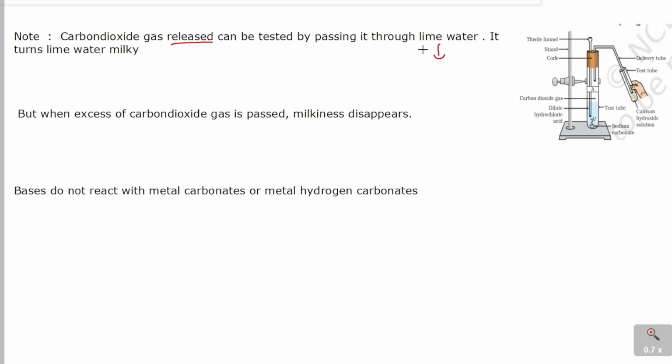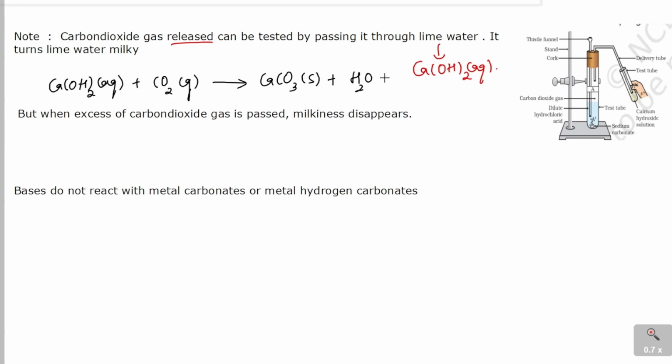Lime water is an aqueous solution of calcium hydroxide. When calcium hydroxide reacts with carbon dioxide, there is formation of calcium carbonate precipitate and water. As this is insoluble in water, that solution will appear milky. So in this way we can test whether the liberated gas is carbon dioxide.